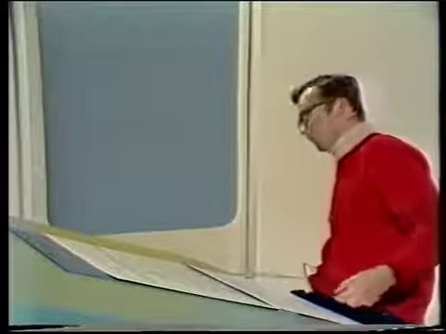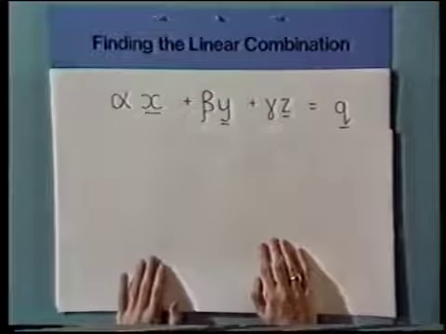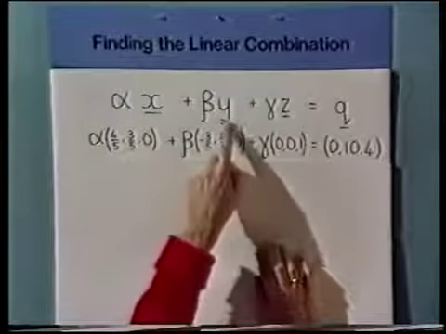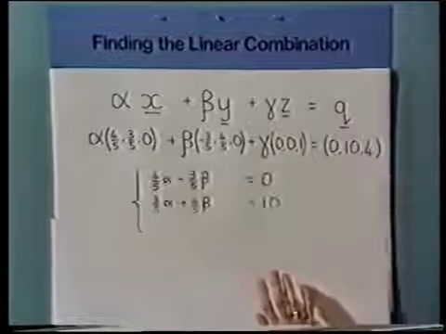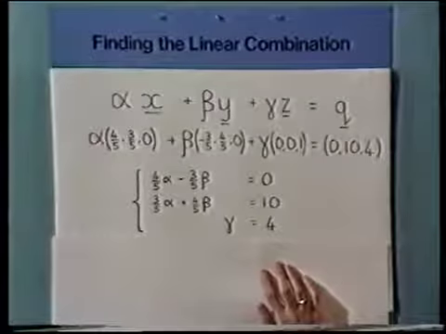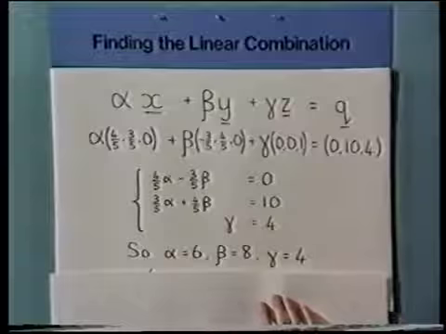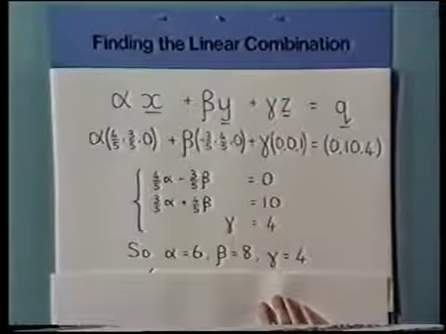Well, I did another calculation before the program started. And that was to find the vector q as a linear combination of x, y, and z. We want to write alpha x plus beta y plus gamma z equals q, and we want to find the values of alpha, beta, and gamma. We start just as before, putting in the coordinates of x, y, and z, and also of q, and that leads, just as before, to 3 simultaneous equations. These are then solved after a bit of work, and that gives alpha equals 6, beta equals 8, and gamma equals 4. And again, those are the only solutions.